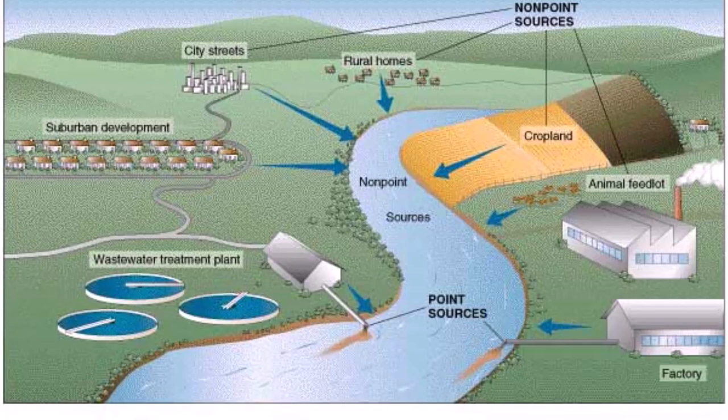However, if the source of water pollution is diffused, for example, after rainfall, pesticides and fertilizers flow into the water body from nearby agricultural fields, then this type of pollution is called a non-point source of pollution.